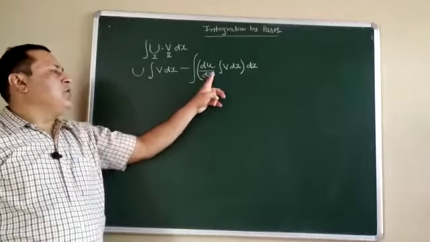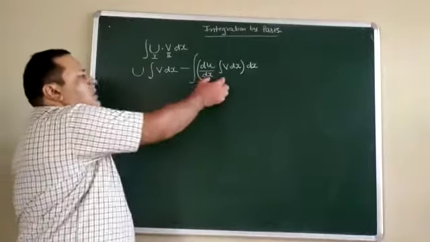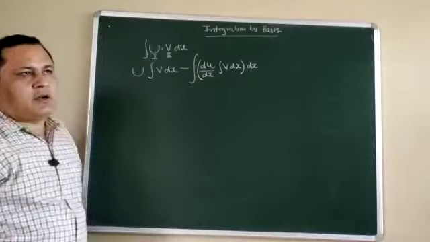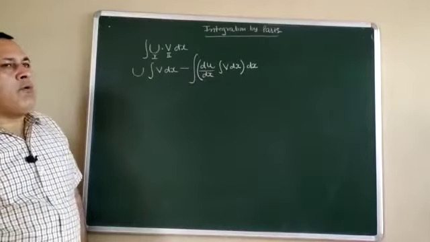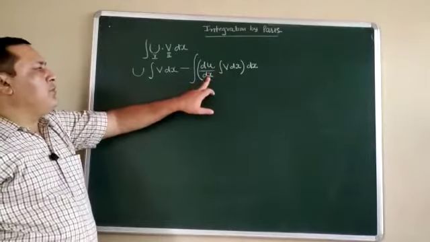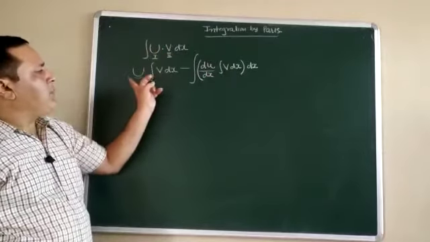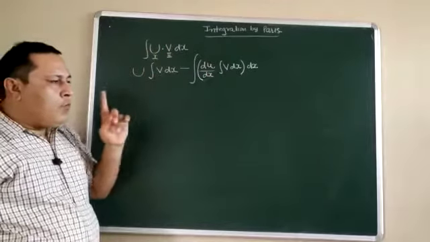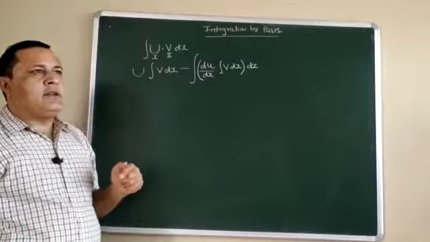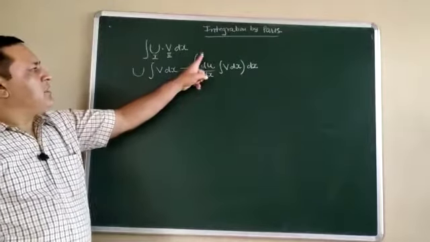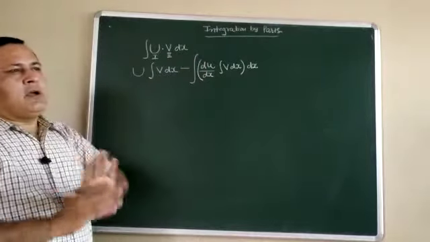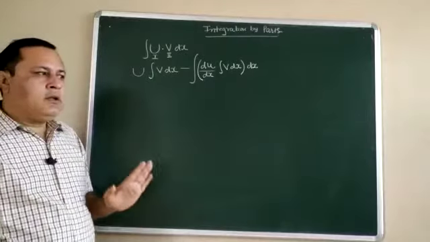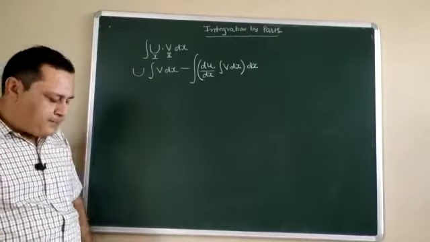Maybe here you will observe there are two terms again in the form of a product. It means you have to apply the formula of u into v again, the same formula. We can go on integrating until the symbol of integration completely disappears. Then our question is complete.